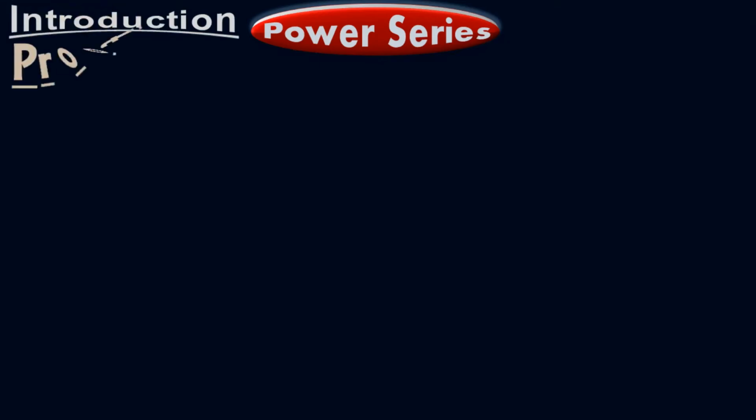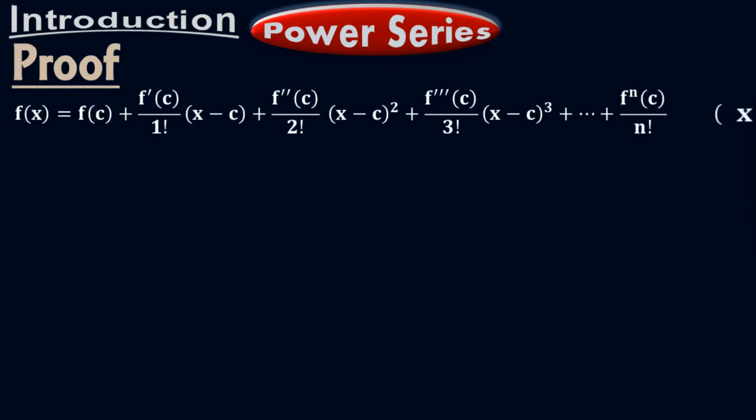So let's talk about the proof of the power series equation, how we derived the power series equation and from where we have derived. So let's do a short mathematical and graphical proof. If you are familiar with the Taylor series, it is f of x equals f of c plus f prime of c over 1 factorial into x minus c, plus f double prime of c over 2 factorial into x minus c to the whole squared, plus f triple prime of c over 3 factorial into x minus c to the whole cubed, plus so on.